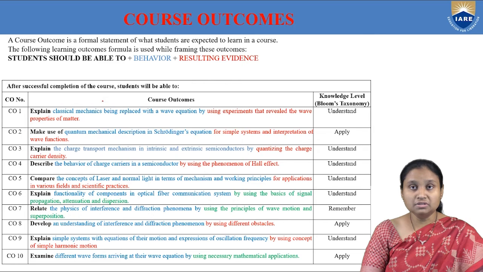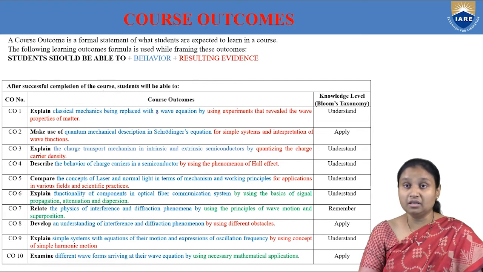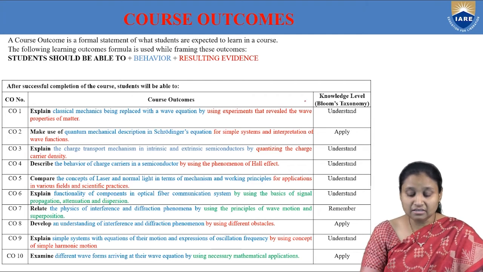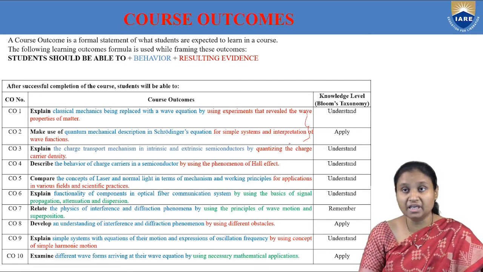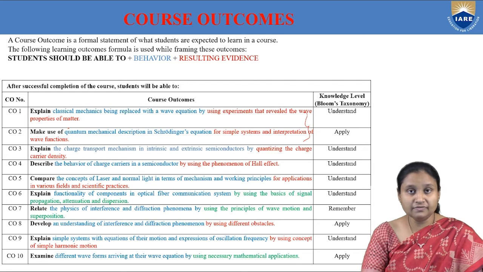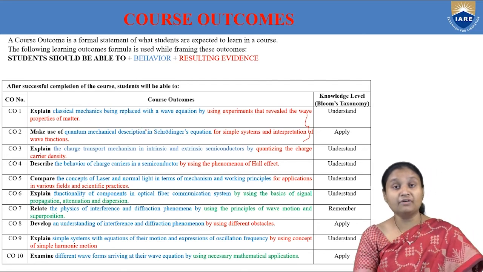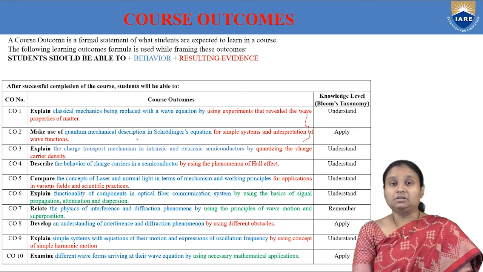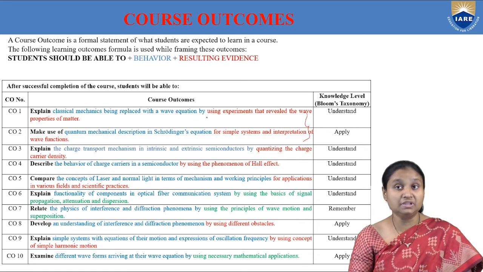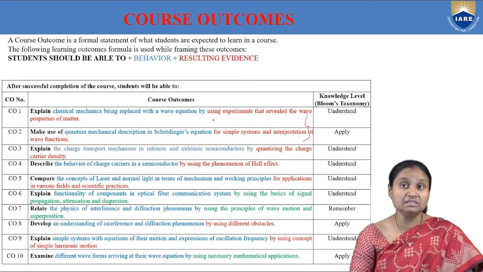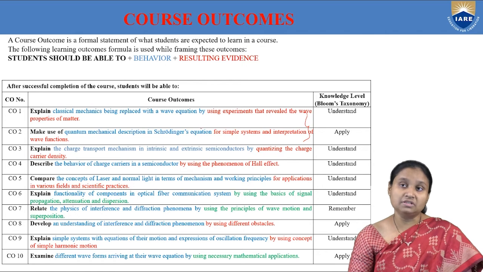And when we talk about these course outcomes, after successful completion of the course, students will be able to. Now, as you can see, for each module we have written 2 course outcomes. The first 2 course outcomes are for the first module, which is quantum mechanics. What is the first course outcome? Explain: after studying quantum mechanics, students are going to explain classical mechanics being replaced with the wave equation by using experiments that revealed the wave properties of matter.